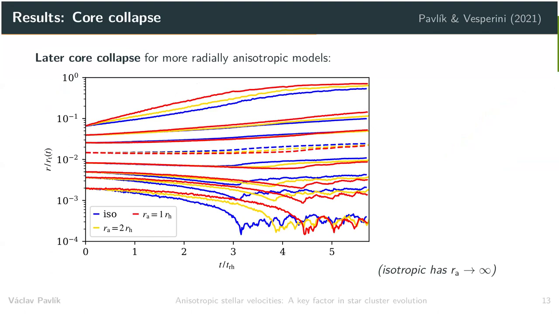If you have slightly less anisotropy, your anisotropy radius would be 2 half mass radii, and you're approaching the isotropic case. Basically, isotropic means that the radius where you would increase anisotropy would be infinity. So this is new. No one was expecting that you could extend the two-body relaxation processes by having anisotropy in the system.